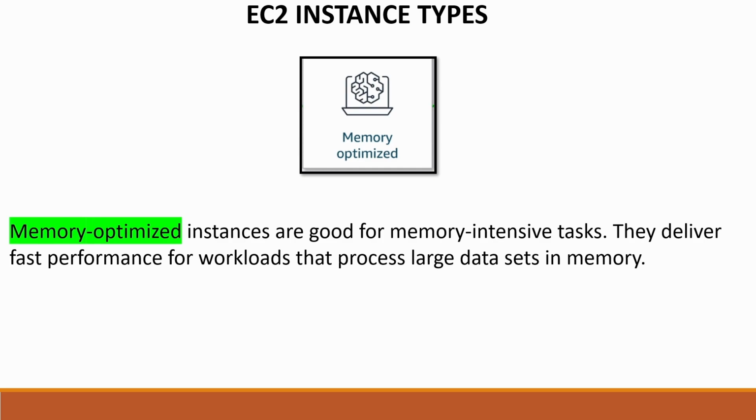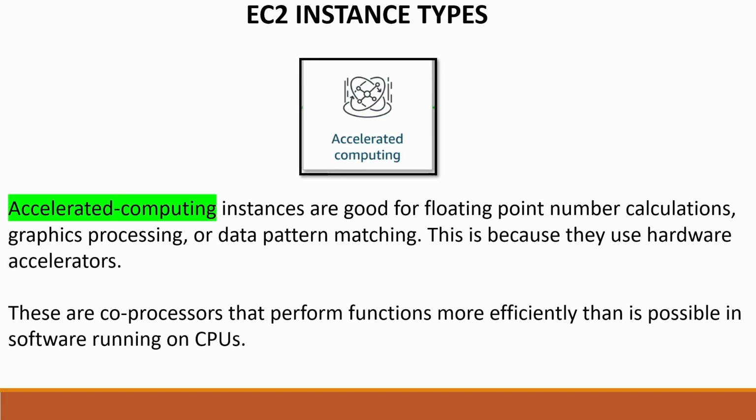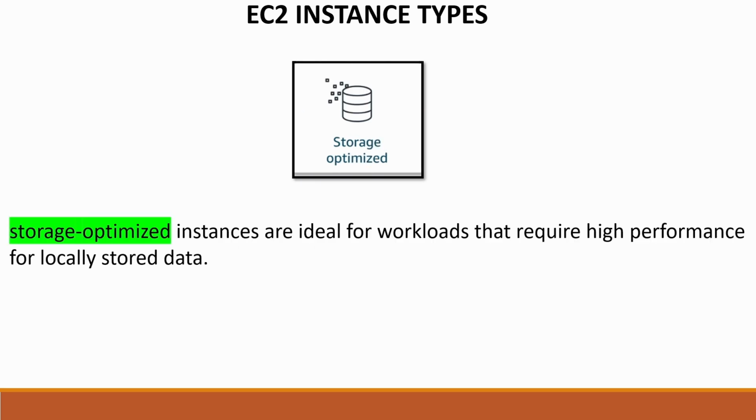Memory optimized instances are good for memory intensive tasks. They deliver fast performance for workloads that process large data sets in memory. Accelerated computing instances are good for floating point number calculations, graphics processing, or data pattern matching. This is because they use hardware accelerators. These are coprocessors that perform functions more efficiently than is possible in software running on CPUs. And finally, the storage optimized instances are ideal for workloads that require high performance for locally stored data.